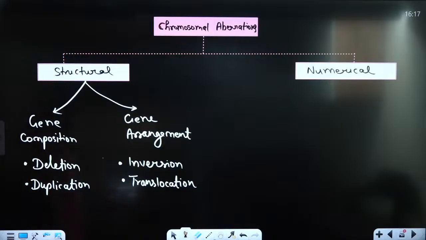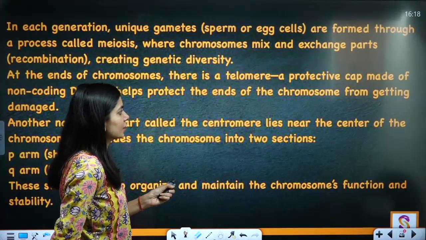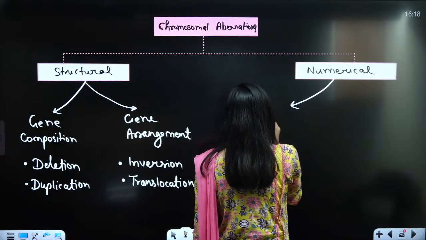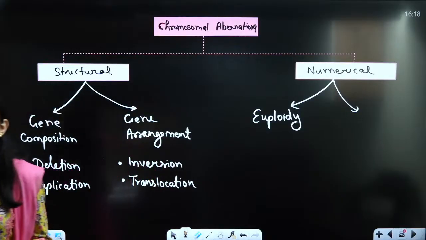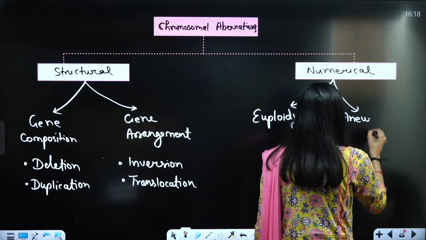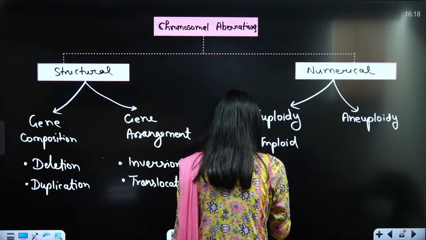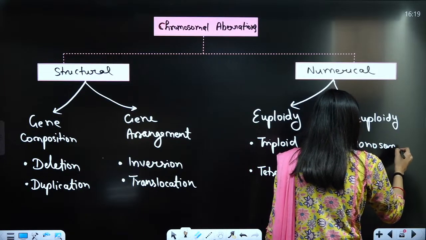Now, in terms of the numerical aberration, there is euploid. You know very well that this part is specified as ploid. So for this, we have euploid as well as aneuploid. Euploid and aneuploid are specified in terms of trisomy, monosomy, triploid and tetraploid.